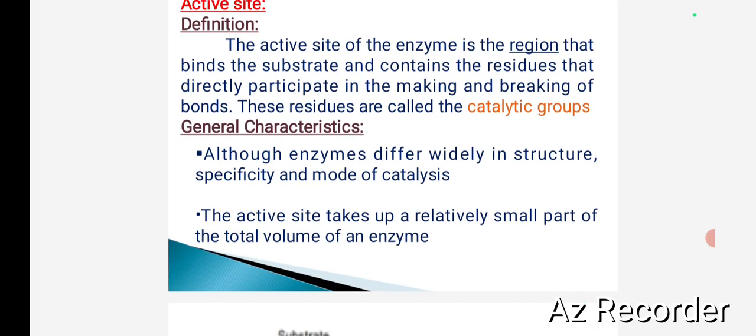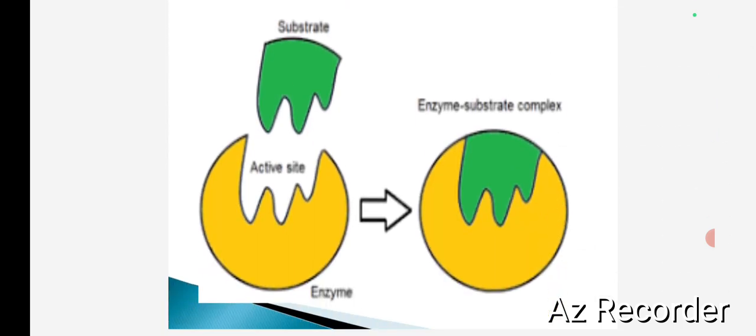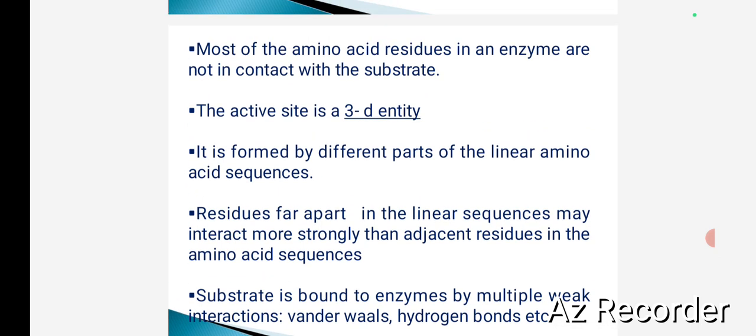General characteristics of active site. Although enzymes differ widely in structure, specificity and mode of catalysis, the active site takes up a relatively small part of the total volume of the enzyme. The diagram represents the active site of an enzyme. The outer surface having the active site is the substrate binding site of the enzyme molecule. The substrate reacts with the active site of the enzyme and they combine to form the enzyme-substrate complex. Most of the amino acid residues in the enzyme are not in contact with the substrate.